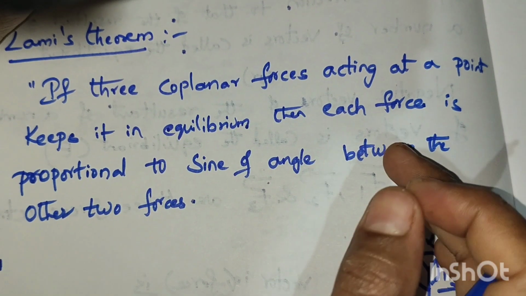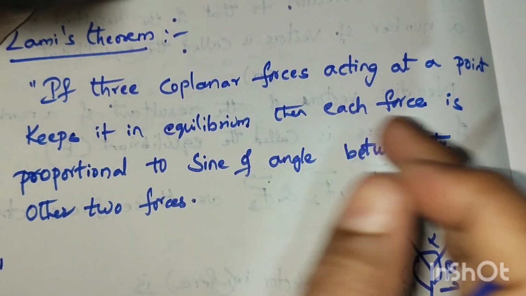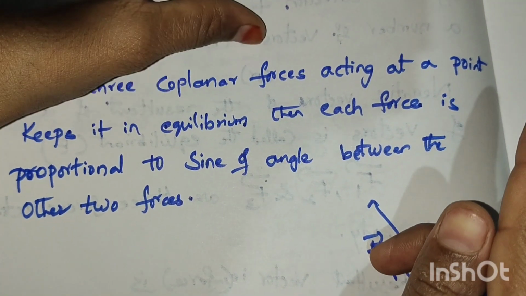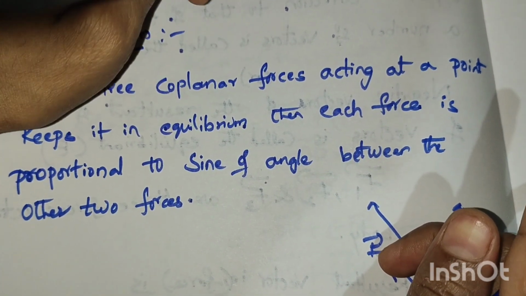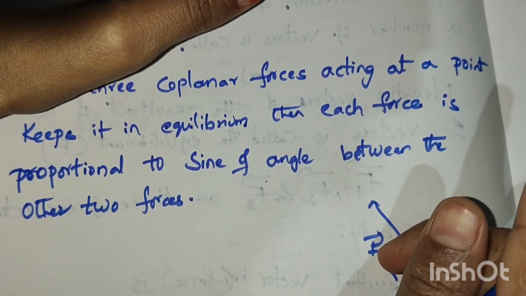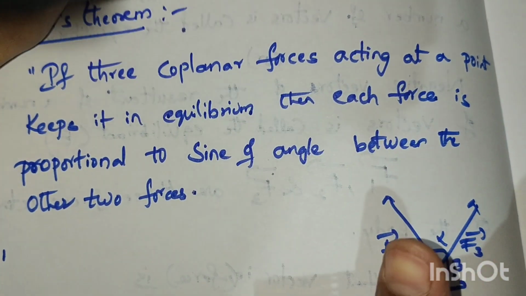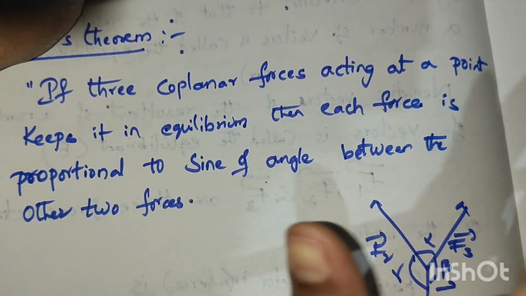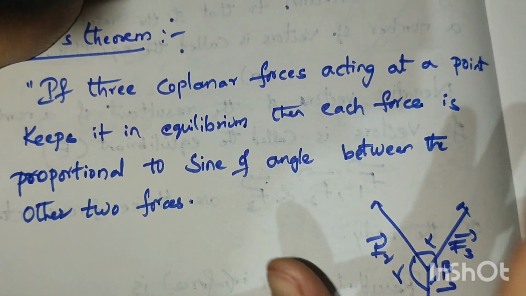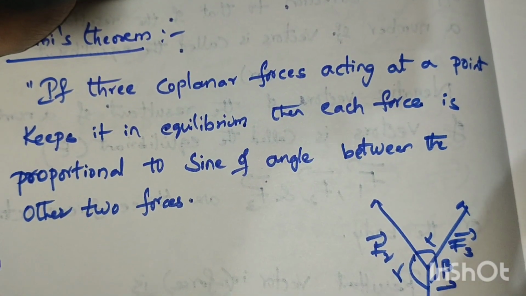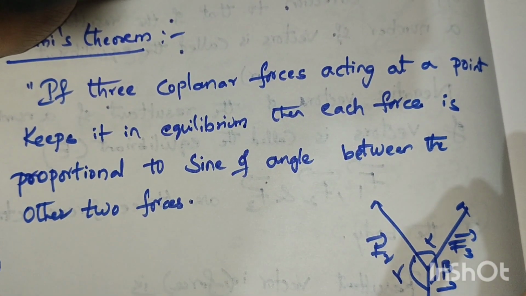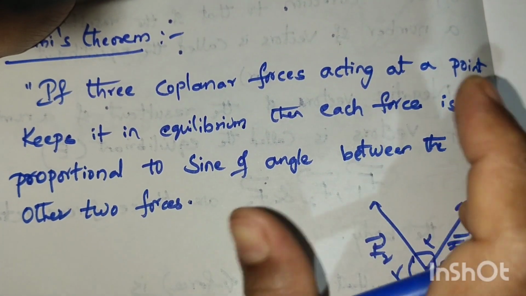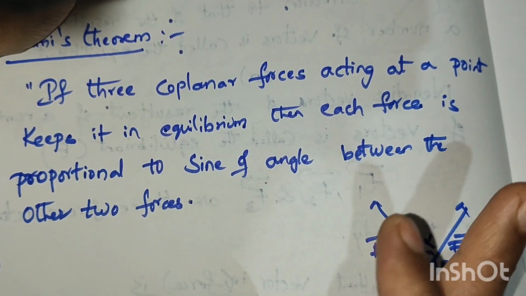So I said that coplanar forces means acting in the same line or acting at the same point. All forces acting at the same point means that the particle will be in equilibrium. Just remember that coplanar forces means all the forces are acting at a point or lying in the same plane. The particle will be in equilibrium when all the forces act at the same point with the same magnitude, but in opposite directions.